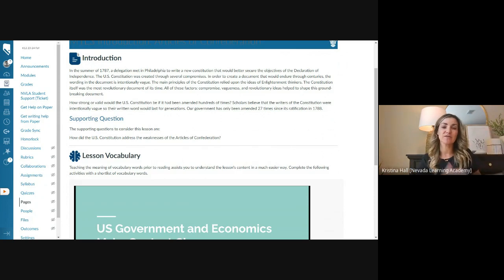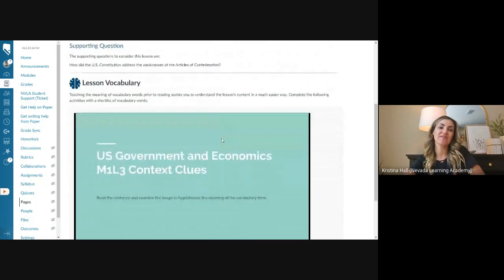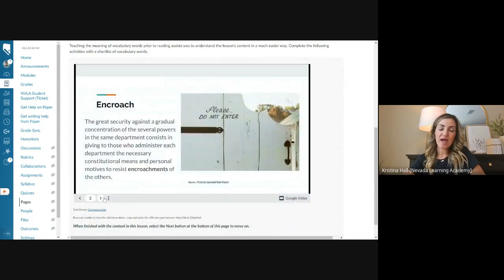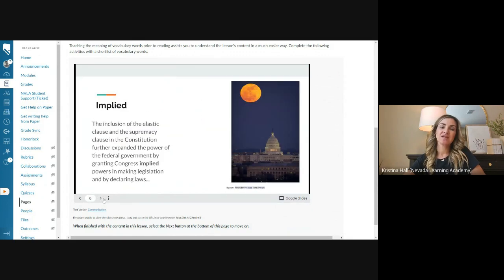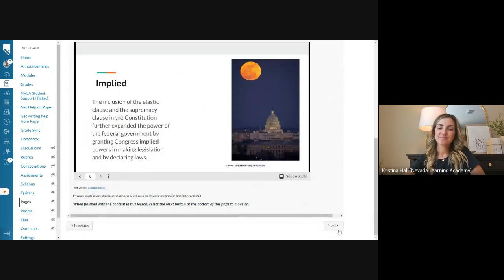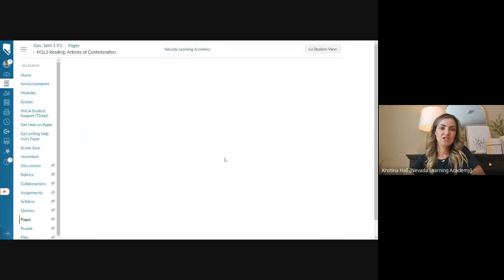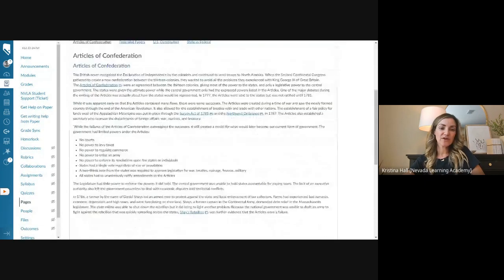So yesterday we talked about problems with the Articles of Confederation, and then today we'll talk about the writing of the U.S. Constitution and how it gives the federal government more power, so trying to correct the issues they had from the Articles. We went over the vocab words: encroachment, inherent, precedent, ordain, implied.